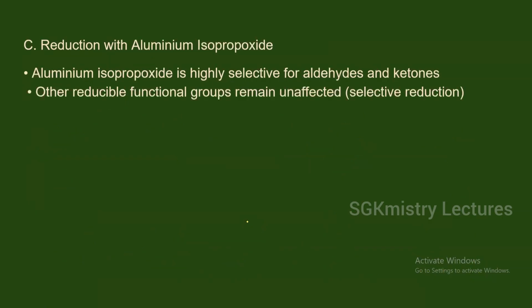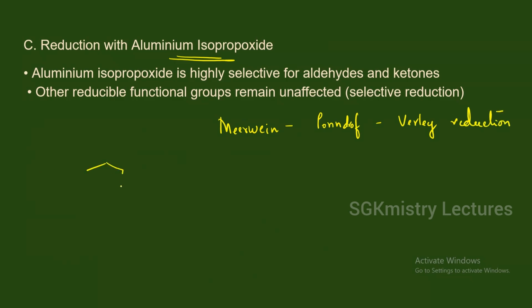Next is aluminium isopropoxide. This also is a very good reagent that is highly specific for aldehydes and ketones. The other groups, even if they are susceptible to reduction and present in that particular compound, are not reduced by this reagent. And this particular reduction is called the Meerwein-Ponndorf-Verley reduction. Right? So let us take an example.